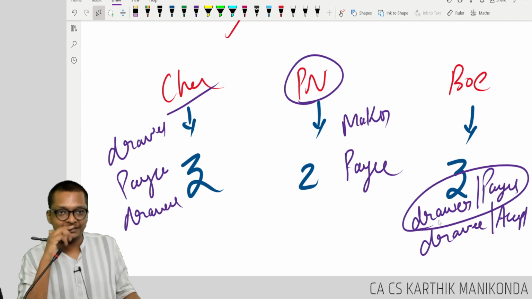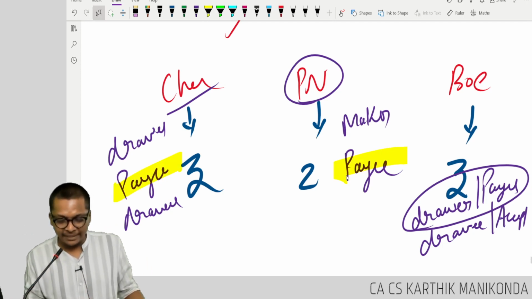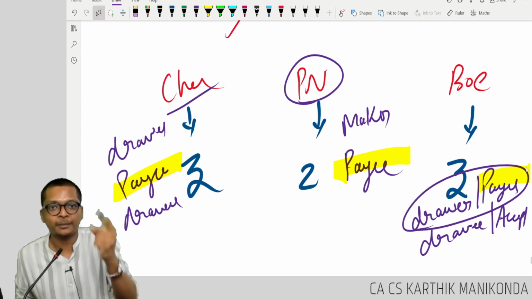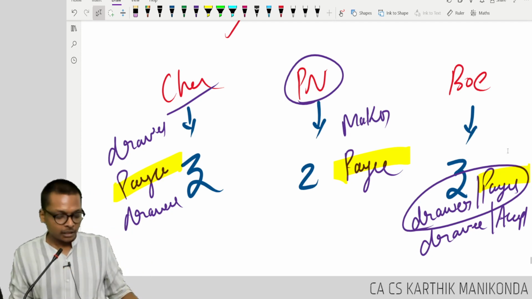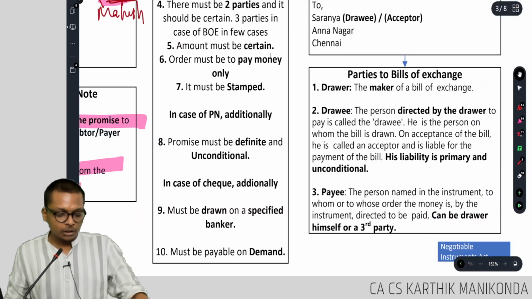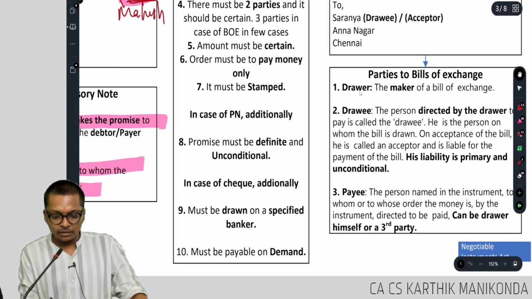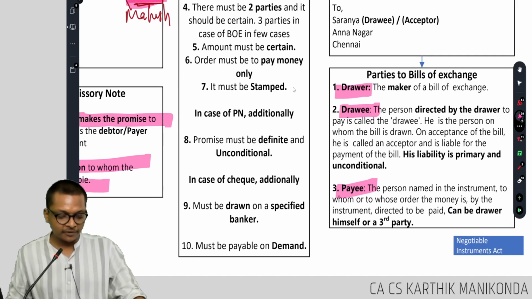Are you following, guys? These terms are clear. Can you see what is common in all three? Payee. Payee is the person to whom money is paid, or the person who is going to receive the money. No change in that. Clear? These are the terms. Now, we should know the same thing is there: drawer of an instrument, drawee and payee. Are you following, guys? Perfect.